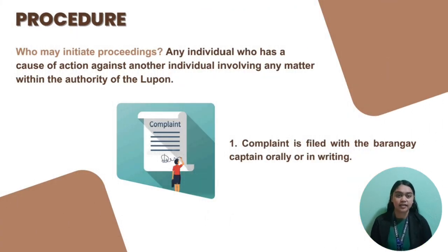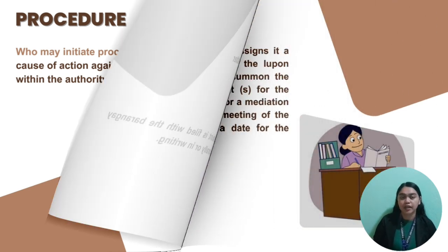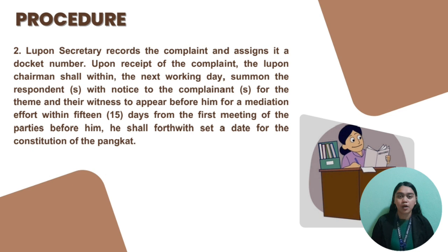Like what I said in the procedure, the first step is for Mrs. Cruz to file her complaint with the barangay captain. She can do this orally or in writing. Then the Lupon secretary will record the complaint and give it a docket number. The Lupon chairman must summon Mr. Santos to meet with Mrs. Cruz and any witnesses within 15 days.